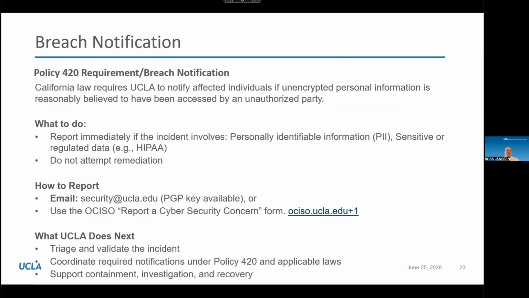And then the next steps after an incident is reported: it's triaged and validated by IT. And then we coordinate the required notifications under policy 420 at UCLA and other applicable laws. And then we support, contain, investigate, and recover the data if possible.